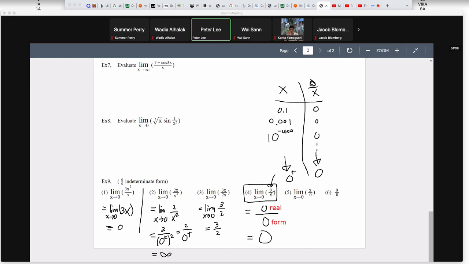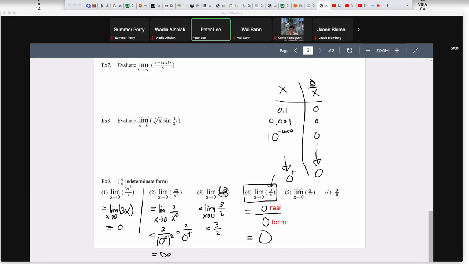Why? Because the numerator is a real 0. It's not a 0 form. It's not a fake 0. 0 form is what I call a fake 0. So this 3x and 2x here, these are all 0 form, meaning they're not real zeros. There's something heading to 0, but they're not real zeros. When the real 0 pops up, then now the story changes completely.